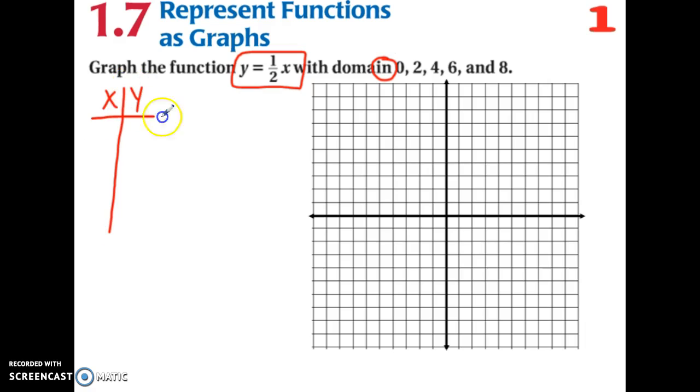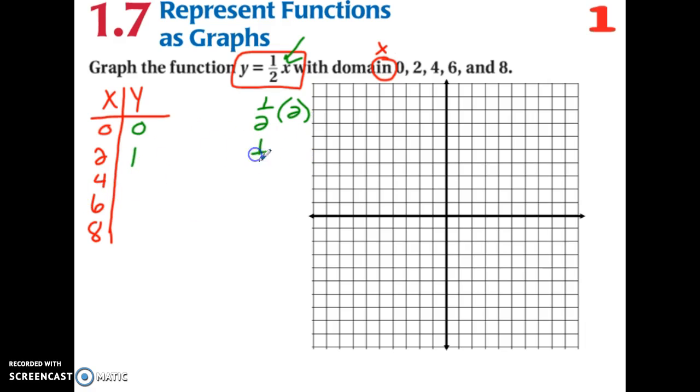I'm going to make an xy table, and it tells us for what we're plugging in for x, we're plugging in a 0, a 2, a 4, 6, and 8. So we're plugging those in here for x. So first, if x is 0, 1/2 times 0 is just 0. 1/2 times 2, you can either multiply the top and divide the bottom. 1 times 2 is 2, and 2 divided by 2 is 1. Or think, what's half of 2? Well, half of 2 is 1.